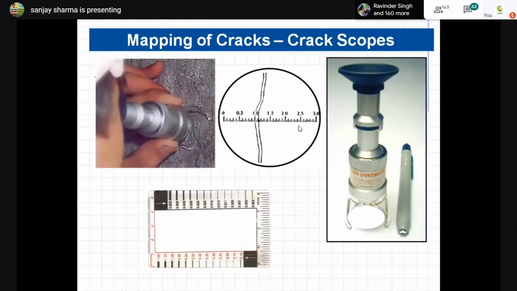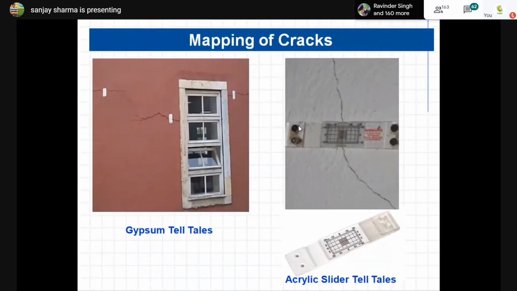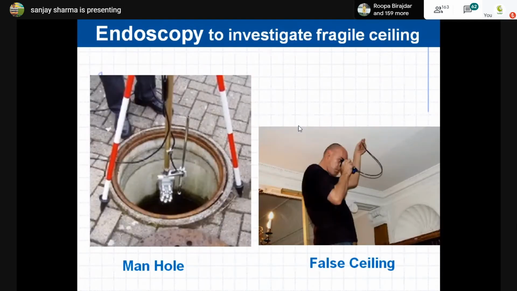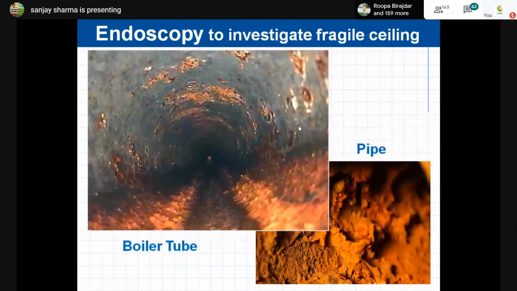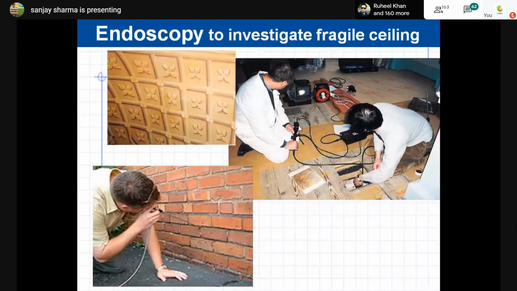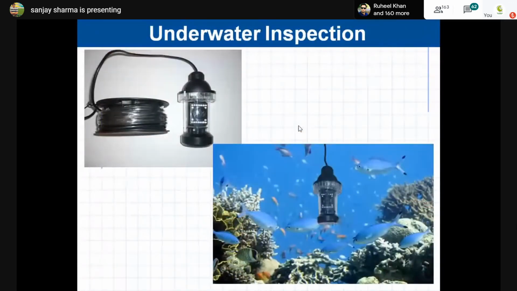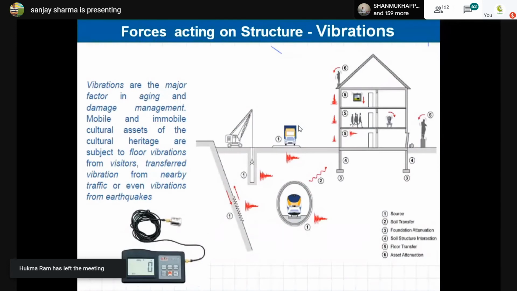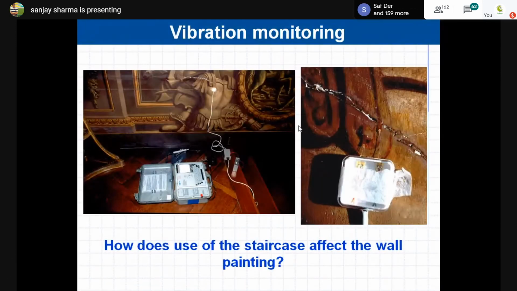Crack mapping, determination of depth and width of cracks: we have the crack scope, and in many places we can find out. Endoscopy is nothing but an ultrasonic test only, but we send it with the help of a wire deep into a hole, like a false ceiling. If we want to locate wire tubes, pipes, etc., we can take pictures. Endoscopy can be done, underwater inspection can be done by this, and sometimes we have to see vibration monitoring also.